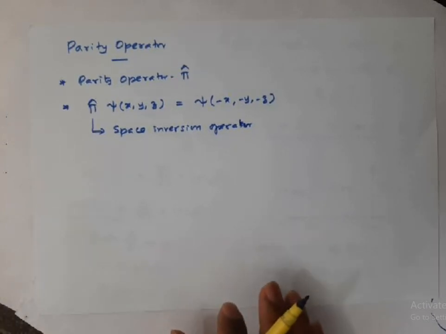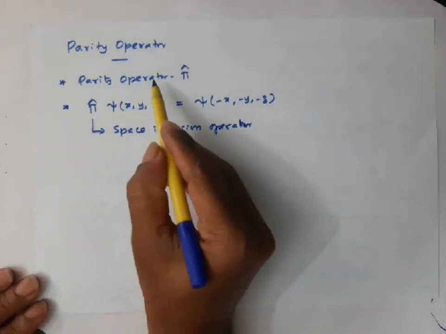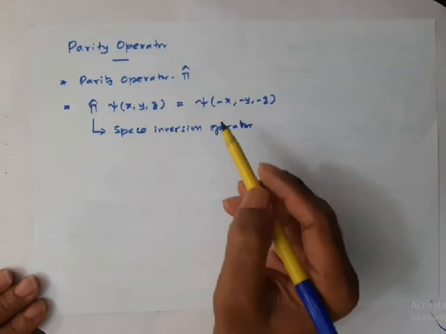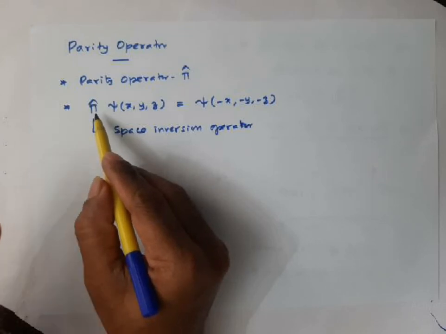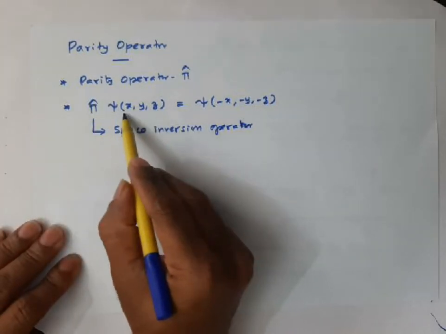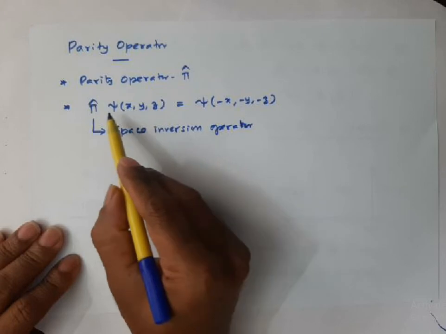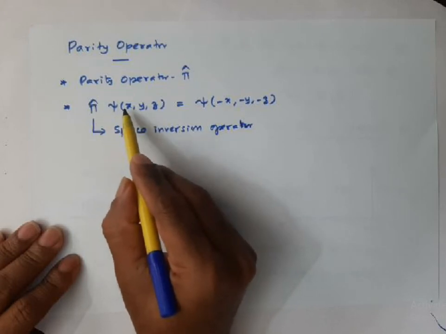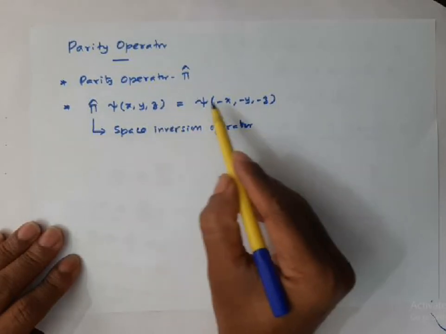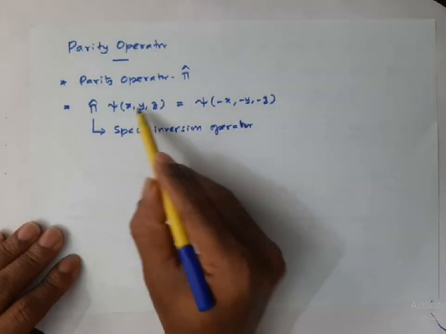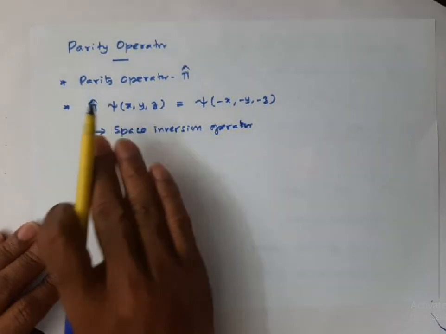In this lecture I am going to discuss the parity operator. The parity operator is denoted by the symbol pi with a hat. What will the parity operator do when we apply it to a function? Suppose I take some arbitrary function psi which depends on the variables x, y, z. If I apply the parity operator on the function, it will change the sign of the coordinates. So x becomes minus x, y becomes minus y, and z becomes minus z. This is the role of a parity operator.